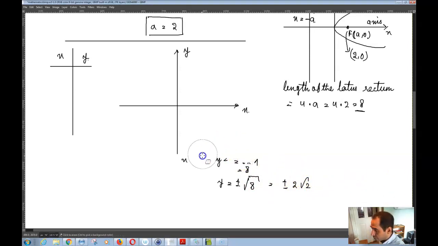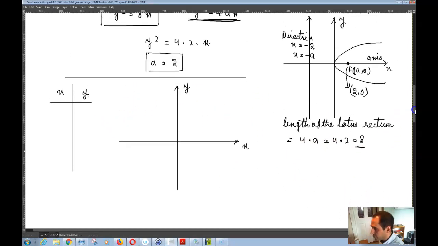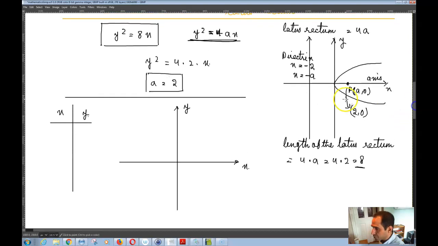Or you can start with the values of y, not with x, because your equation is y squared is equal to 8x, so you have the second power of y. So I set, for example, y is equal to 1, and then I get 1 squared is equal to 8x. That means that 1 is equal to 8x, so x is equal to 1/8. So if y is equal to 1, x is equal to 1/8.